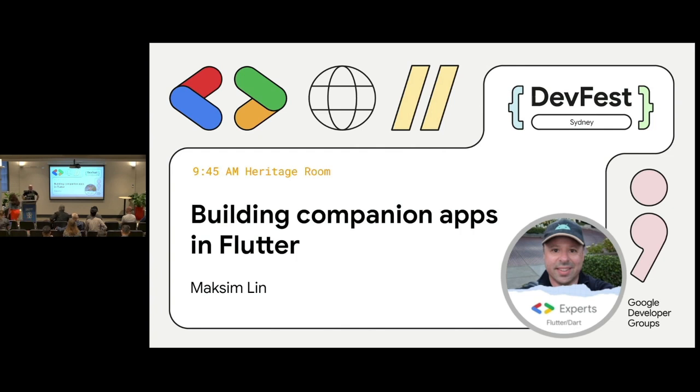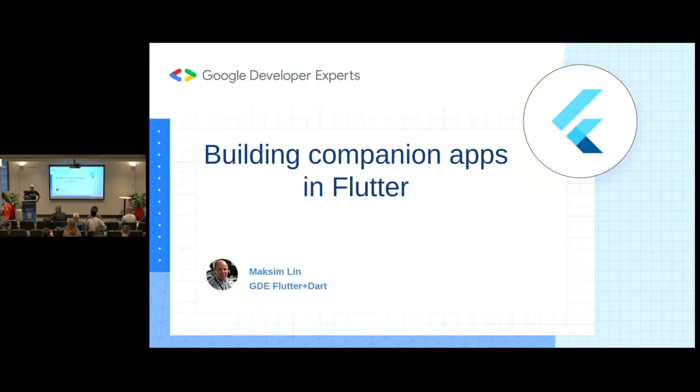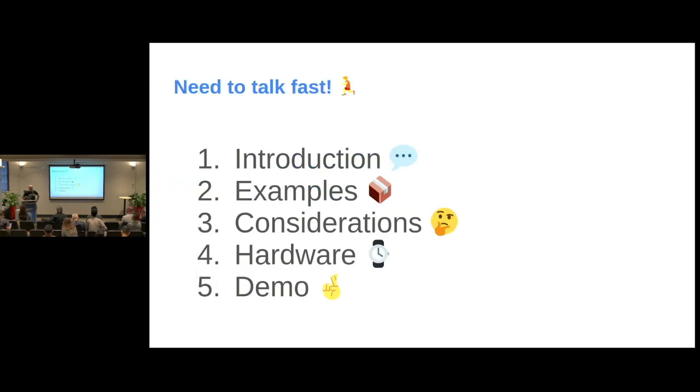So, I'm Maksim Lin. Apart from other things that I do, I'm a GDG co-organizer down in Melbourne, hence the T-shirt, as well as being a GDE in Flutter and Dart. I've been an independent mobile developer for a bit over half my career. Since about 2011, I've been doing Android apps, and more recently Flutter development, and more recently, other things, which I'll talk about soon.